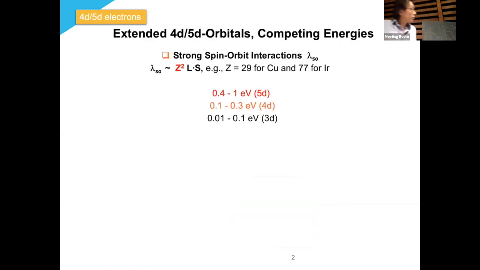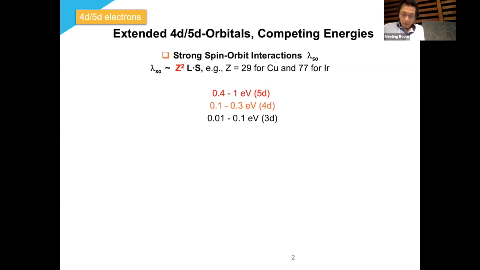So I'd like to remind you of a few things. This is 4D and 5D transition metal oxides, so the atomic number is relatively high. We know well that the spin orbit interactions are proportional to atomic number. Therefore, in this class of materials, particularly 5D transition metal oxides, the spin orbit interactions are quite strong. Here, you can see that this is close to 1 electron volt, and it's about 10 times larger than that of 3D electrons.